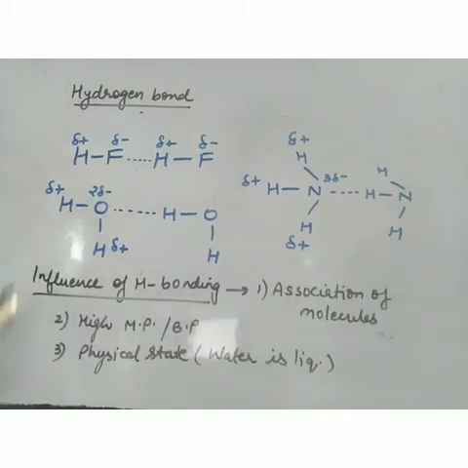So these are the influences of hydrogen bonding: association of molecules, high melting point and boiling point, and physical state also. And sometimes hydrogen bonding also influences solubility. Only those compounds are water soluble which can make H bonding with water. For example, alcohol dissolves in water because alcohol makes H bonding with water. That we'll discuss in higher class.